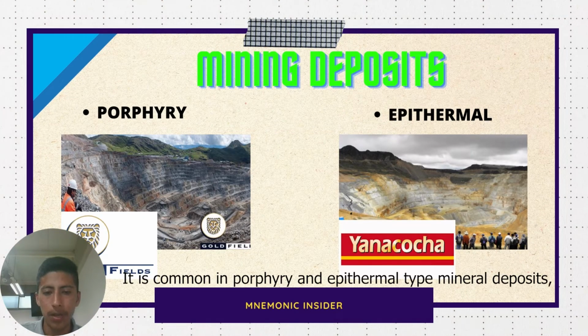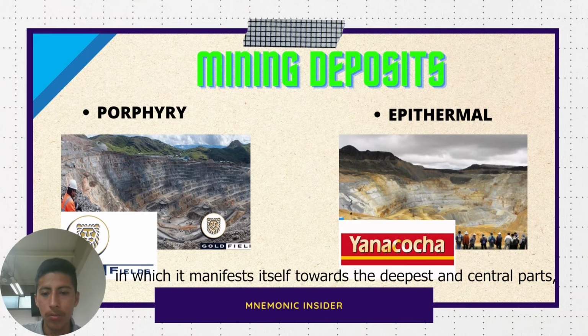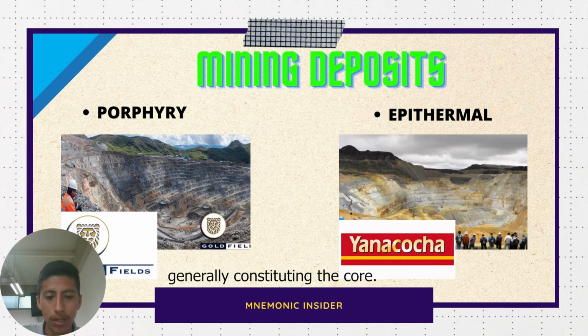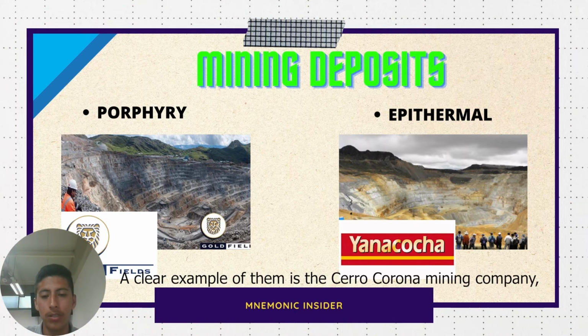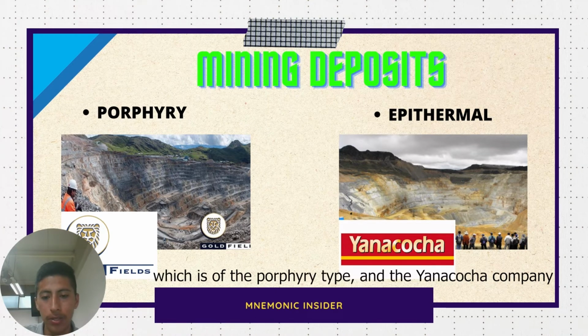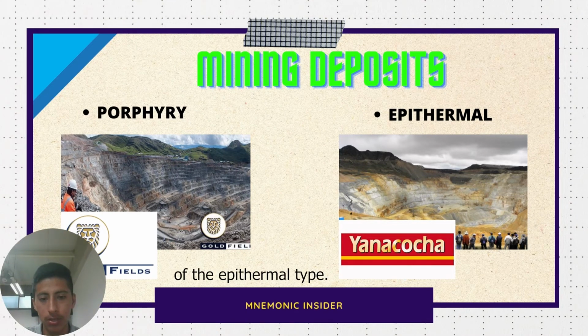It is common in porphyry and epithermal mineral deposits, in which it manifests in the deepest and central parts, generally constituting the core. A clear example of them is the Cerro Corona mining company, which is of the porphyry type, and the Yanacocha company of the epithermal type. Thank you.